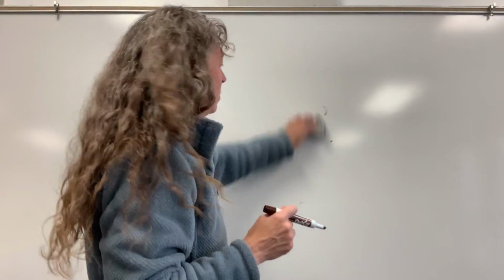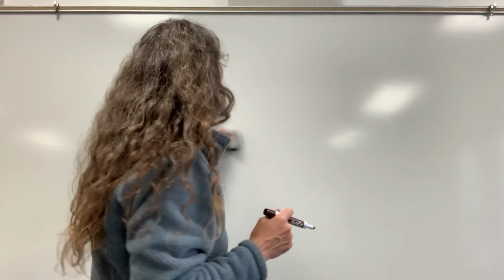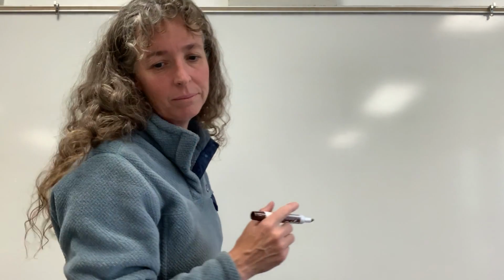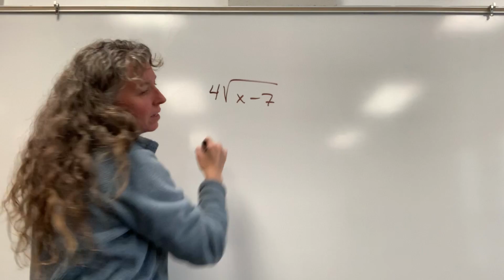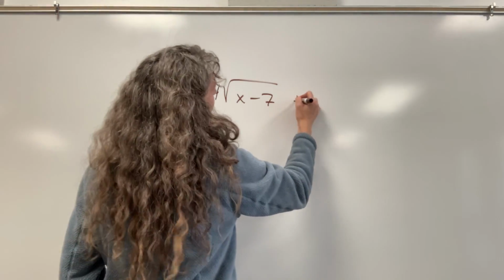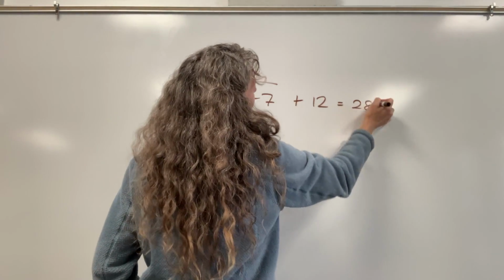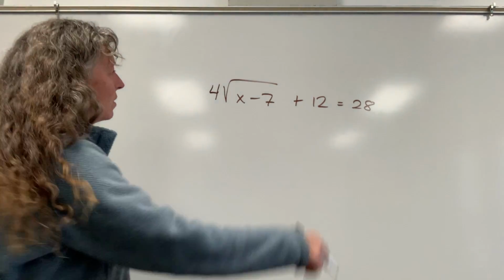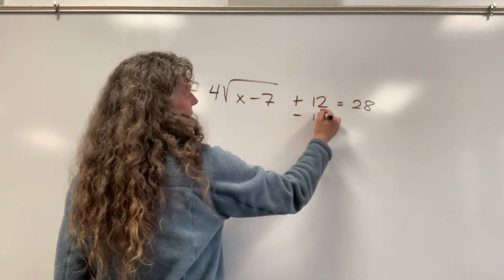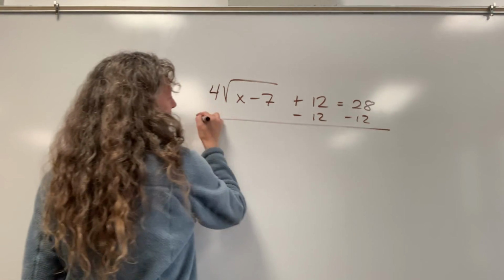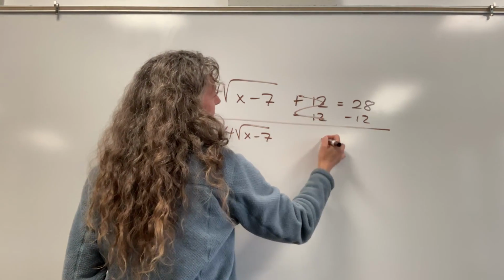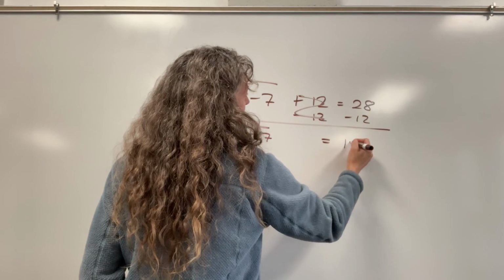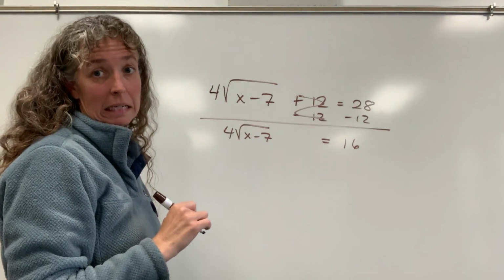Example number 2 on page 730. 4 times the square root of x minus 7 plus 12 equals 28. Okay, we got to get rid of regular numbers first. So we got this right here. Let's go ahead and do a minus 12. This drops down. That goes away. This would be 16, I think.